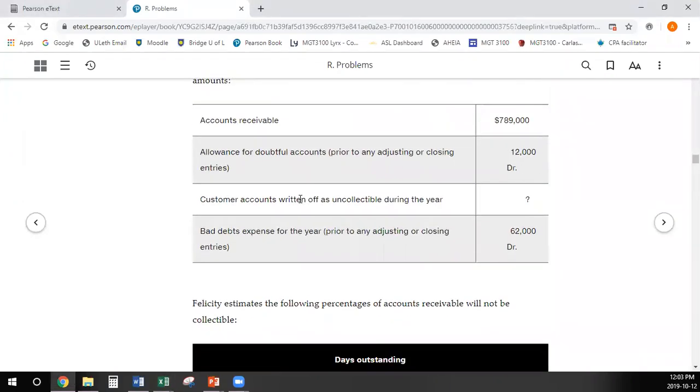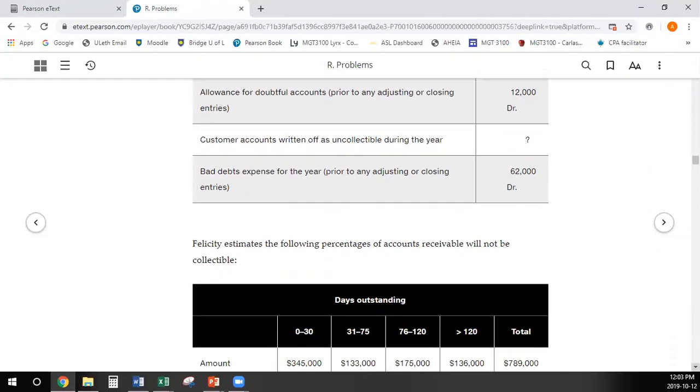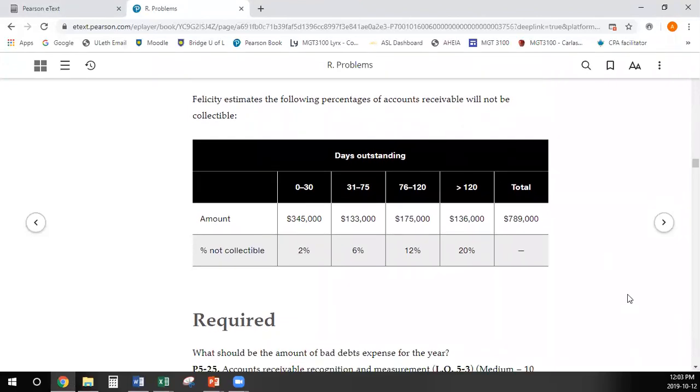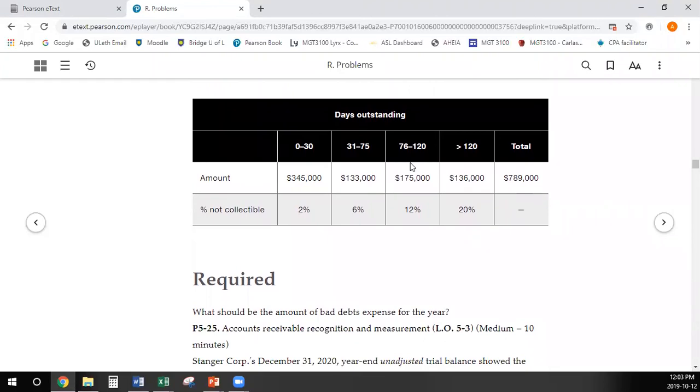They don't know the customer accounts written off as uncollectible during the year, but bad debt expense for the year prior to any adjusting entries has a debit balance of $62,000. So Felicity estimates the following percentages of accounts receivable will not be collectible. So this is where they've used the balance sheet method, which is for each aging category in accounts receivable, they estimate the percent that will not be collectible for each. The required is, what should the amount of bad debt expense for the year be?